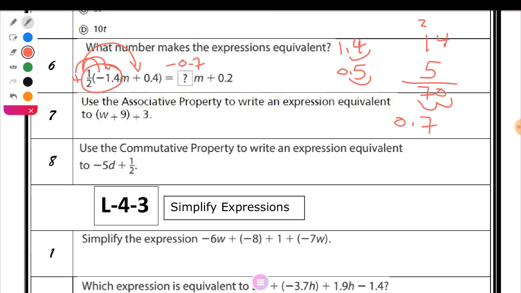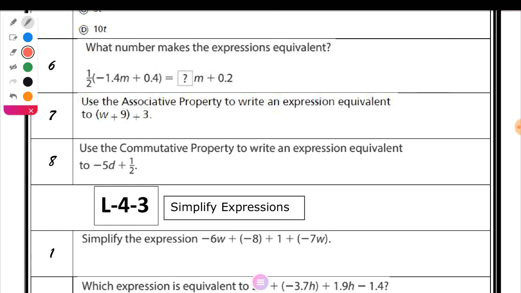Here, I think we will use the associative property. So w plus 9 plus 3 equals w plus 12. Last one, use the commutative. Commutative, just flip. So it will be 1 over 2 minus 5d. That's it. Next lesson, simplify.